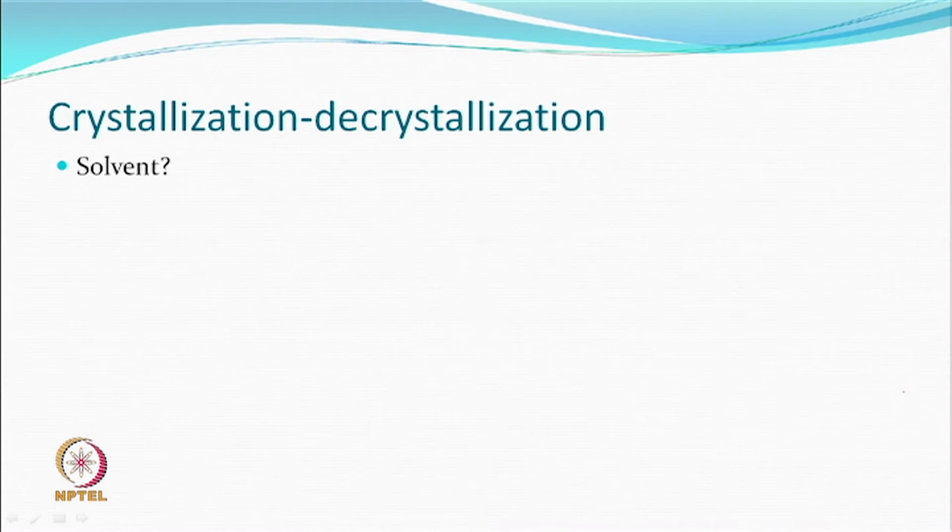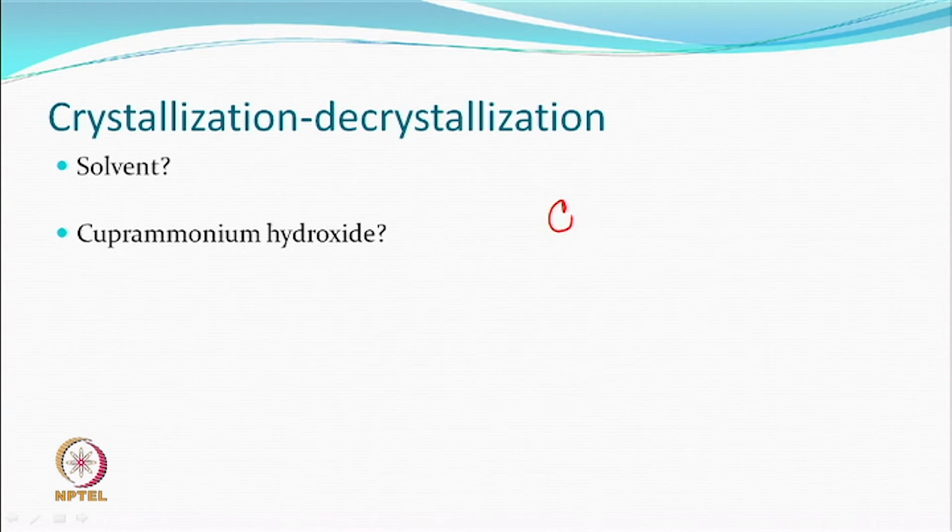So, solvents are required. One of these solvents, if you are aware, was called cupra ammonium hydroxide. How many people have heard of this solvent? So, what does it do? What do we do with the solvent? So, one is the rayon itself.